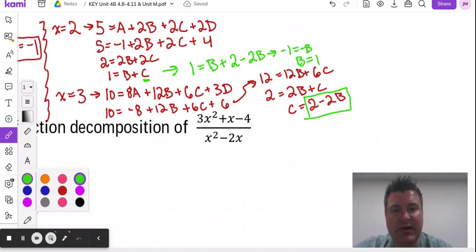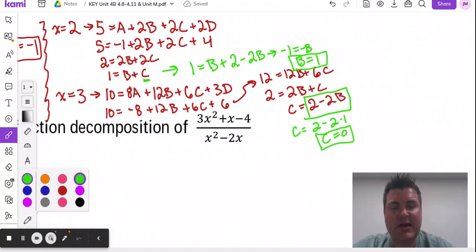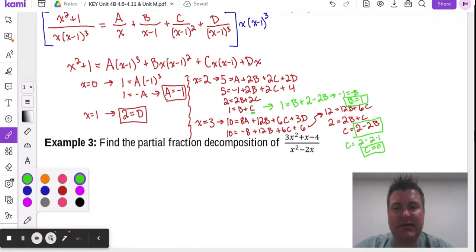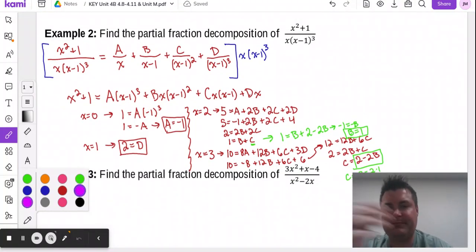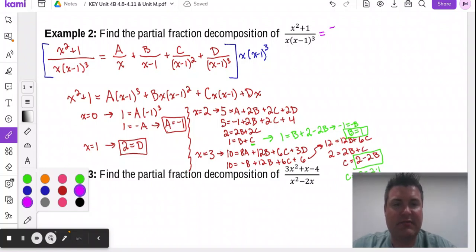Since b is 1, plug that in. I'm going to get 2 minus 2 times 1 for c. So c is 0. So now I have b is 1. I have c is 0. And now I am done. So the heavy lifting needed to be done there to find b and c. So if I write down my final answer, this is equal to a, which was -1, so -1 over x. The b, which is 1, over x minus 1.